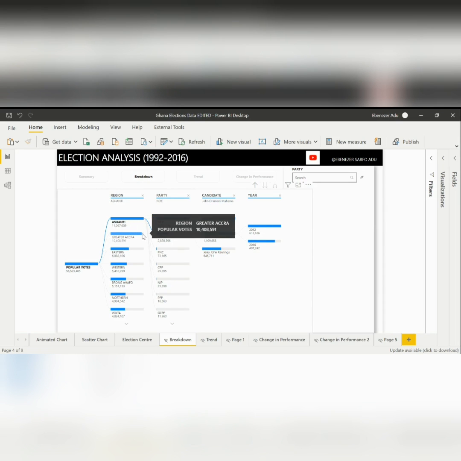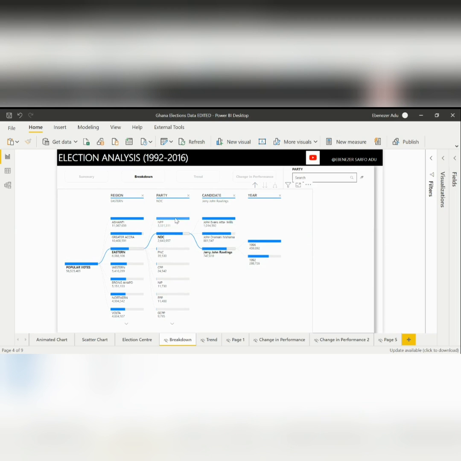Let's look at Greater Accra. Okay, the NDC leads, followed by NPP. Per candidate, Professor John Evans Atta Mills got the most votes, maybe because of the number of times he stood for elections. Let's look at his vote pattern. He kept increasing in Greater Accra. Let's look at President John Mahama. He kept decreasing. That's some trend, both in Ashanti and Greater Accra. So 92, 96, an increase.